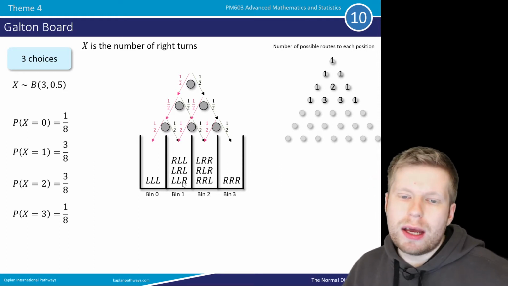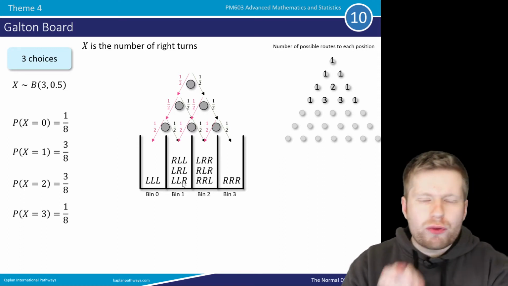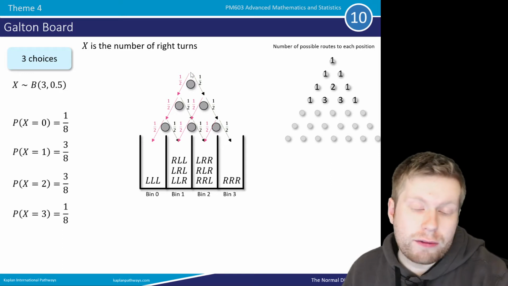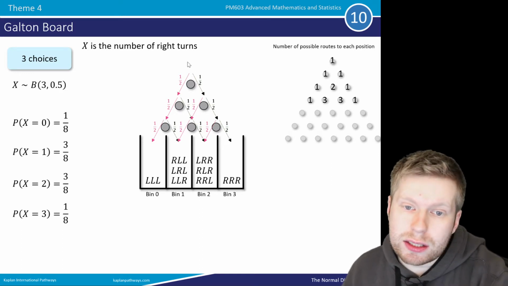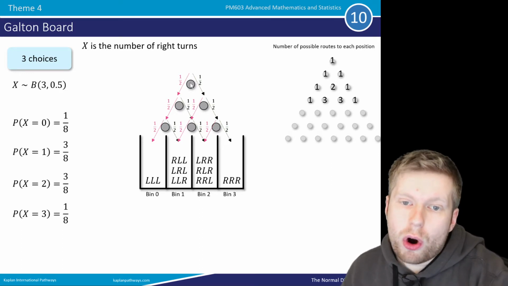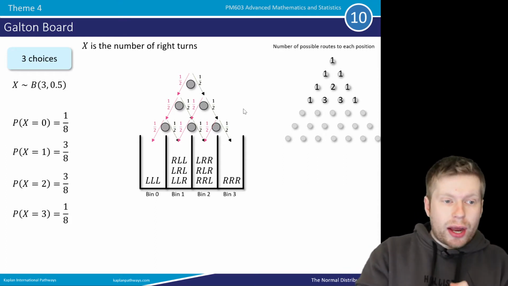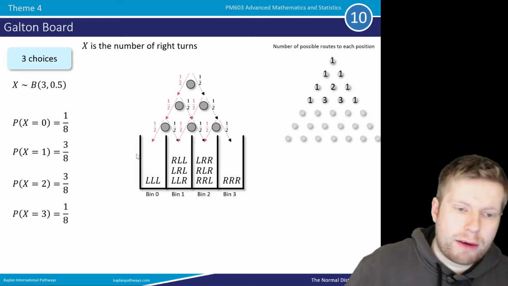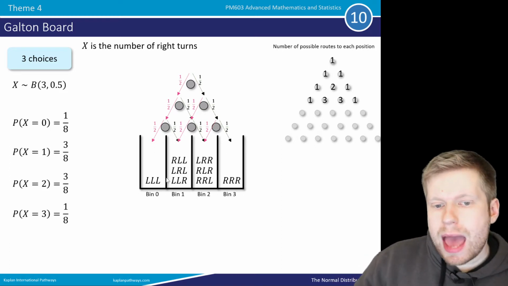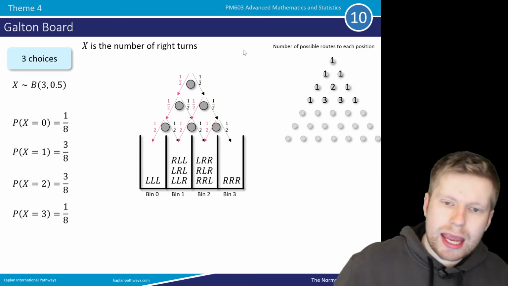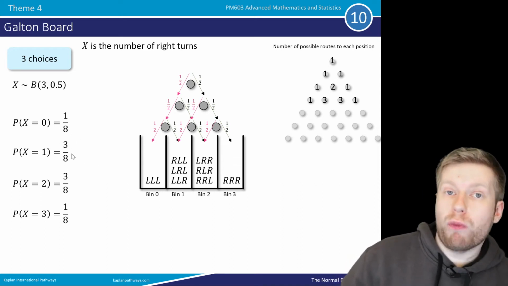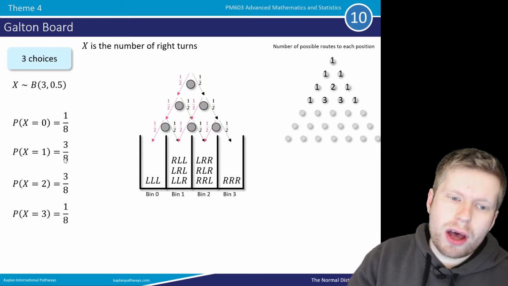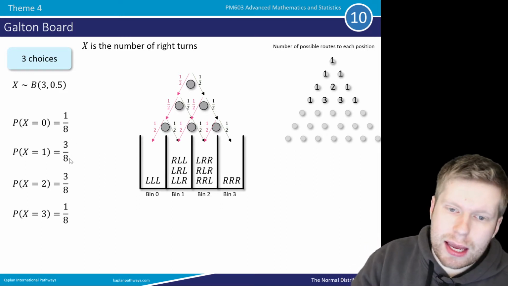To get into bin 1, that's going to involve at least one right turn. You can actually sit there and figure it out. So one right turn and two lefts. So I need to go left, left, and then right, or left, right, then left, or right, left, and then left. So basically I need to make one right turn in order to get into bin 1, and the others have got to be left. So the probability of ending up in there, well, because there are 3 routes, okay, and each route has the probability of 1/8, a half times a half times a half, the probability of making one right turn is going to be 3/8, okay?